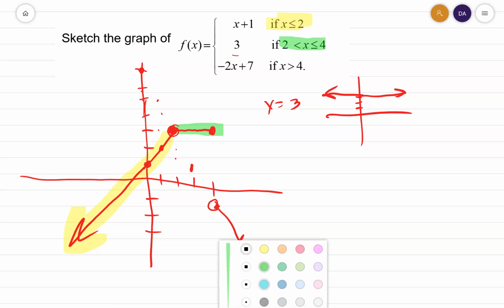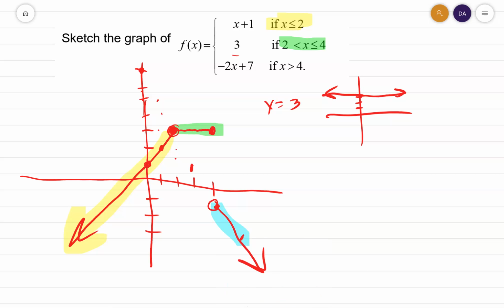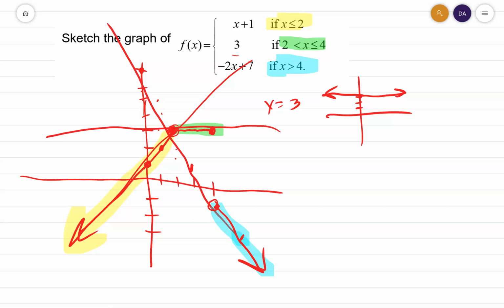So that would be, let's see, how about blue? Okay, 3 different pieces. We don't keep the entire functions. It's basically, I mean, if I did the whole first function, the whole second function, and the whole third function, that's what it would look like. But we don't keep all of it. We only keep the pieces that fit in these regions right here.